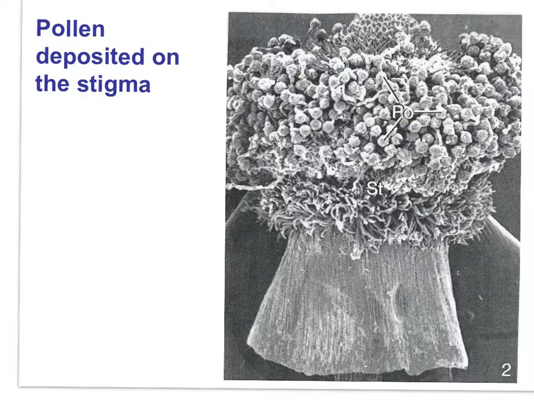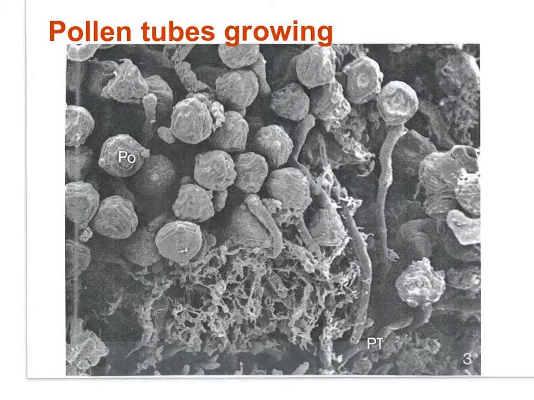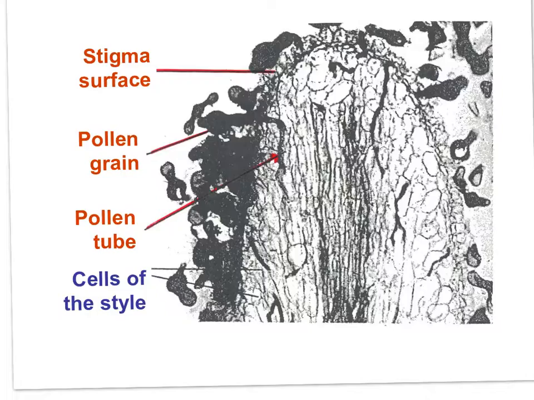Here is a photograph of pollen grains stuck to the stigma of a flower. Here is a micrograph of pollen grains, some of which have a pollen tube growing from them. Here is a micrograph of a cross-section of a stigma, and you can see pollen grains here and pollen tubes growing down into the style here and here.